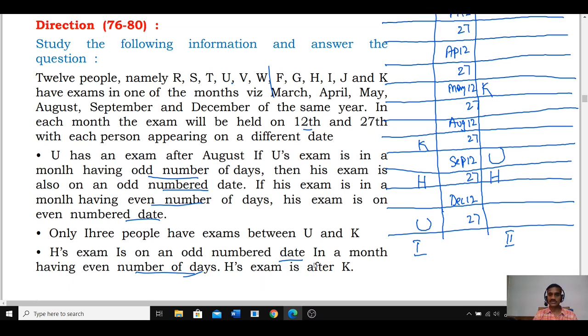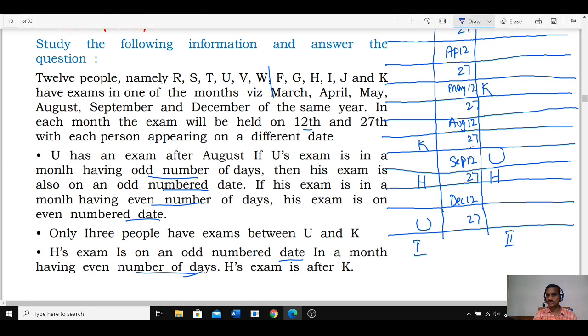And next one, H's exam is after K. Here 31 days, here 31 days, here 30 days. In this 30 days, H must be at this place. Hence in both the cases H must be on 27th of September.